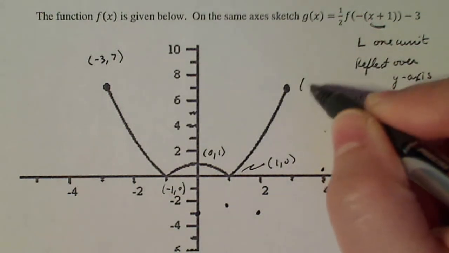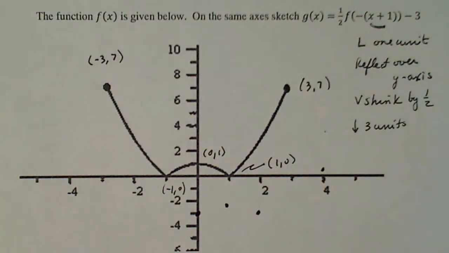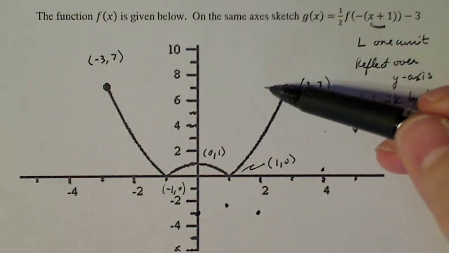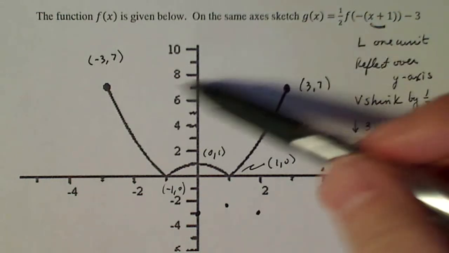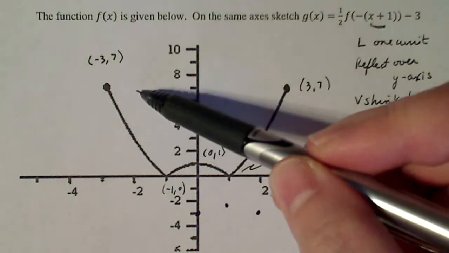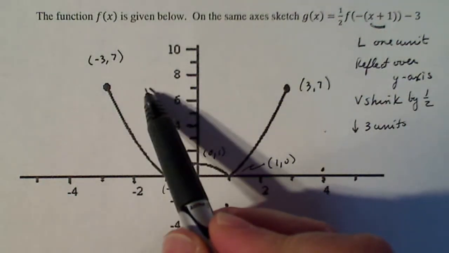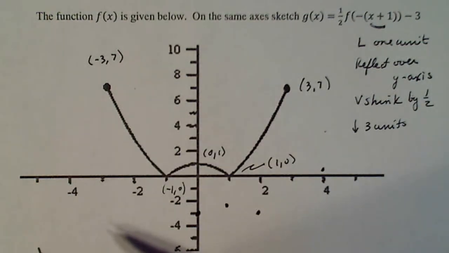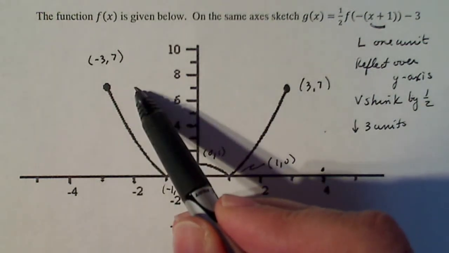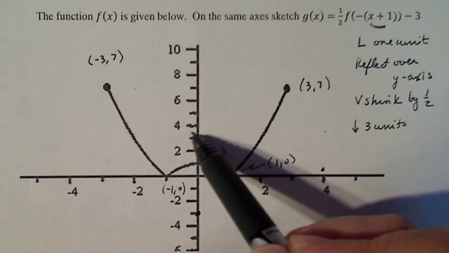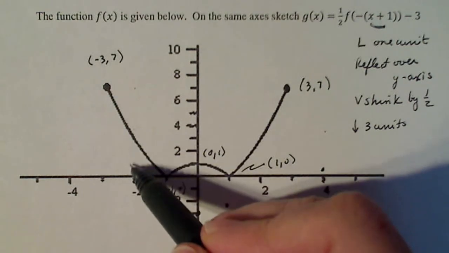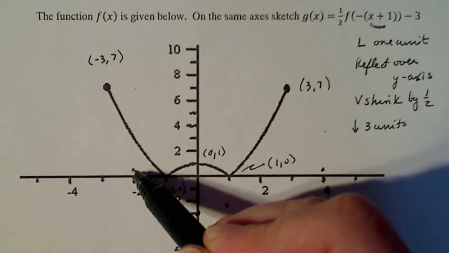Now this last point here is at 3, 7. So I have to move it the same way. Left 1 unit puts it at 2, 7. Then I have to reflect over the y-axis, so -2, 7. Right about here. Then I have to do vertical shrink by 1/2, so 7 divided by 2 brings me down to about 3.5 here. And then I have to shift down 3 units, so that'll leave me 1/2 unit above the axis.